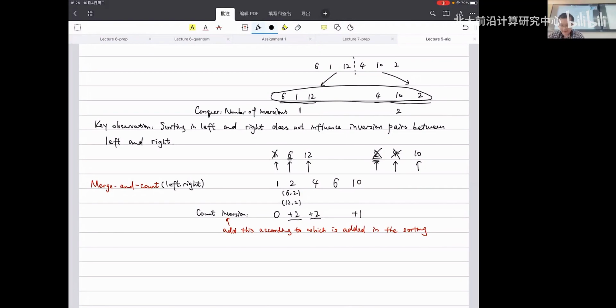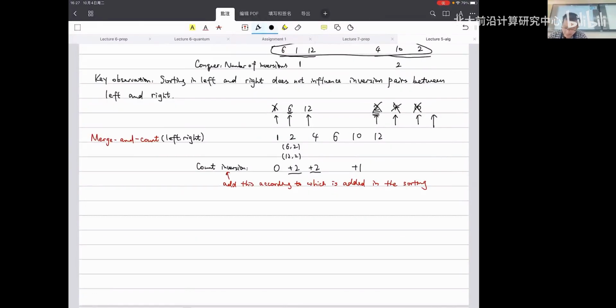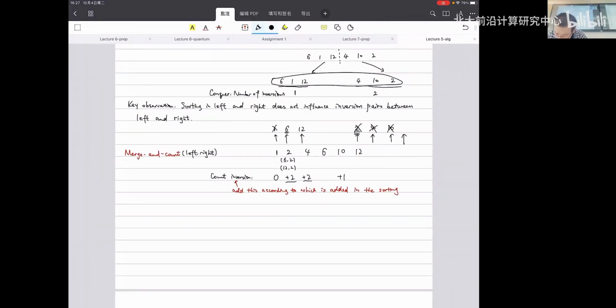And this finishes, because the last item is just 12. After deleting 10, we have already moved to the end of the array on the right-hand side, so we just write everything down. There is nothing further to add here. So the number of inversions that we got from this merge part is 5.